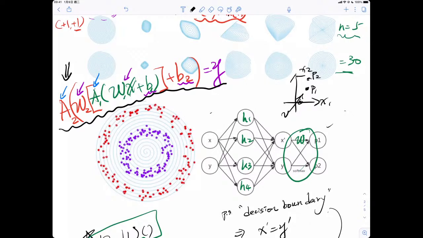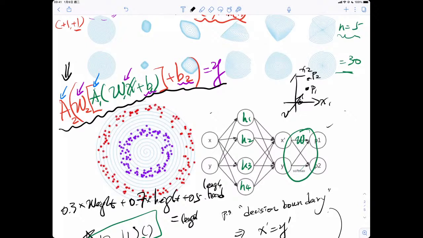So a neural network is not that magic. We don't just say, okay, I have a very strange weight, and the weight passes the information from the left-hand side to the right-hand side like a magic weight. Something like, okay, 0.3 times your weight plus 0.7 times your height plus 0.5 times the length of your hands equals, for example, the length of your leg.